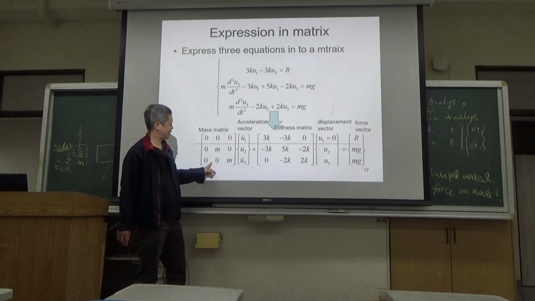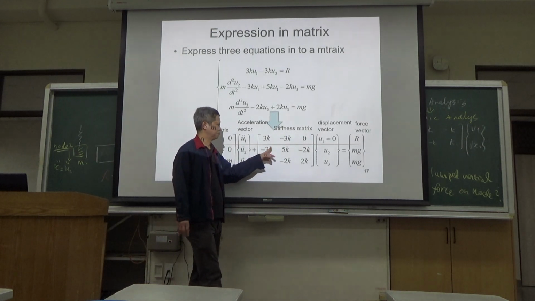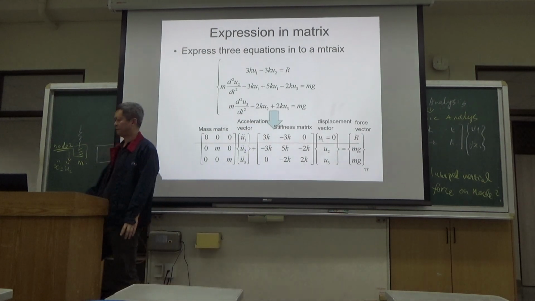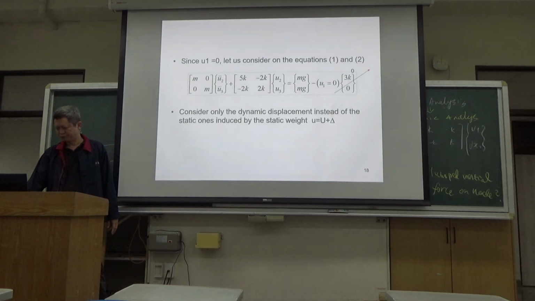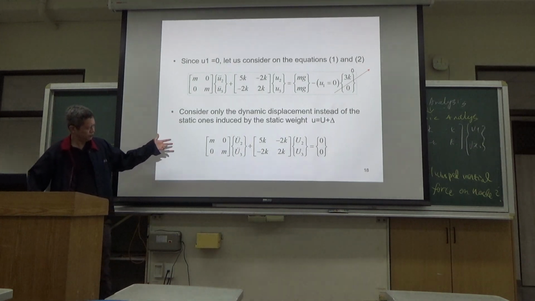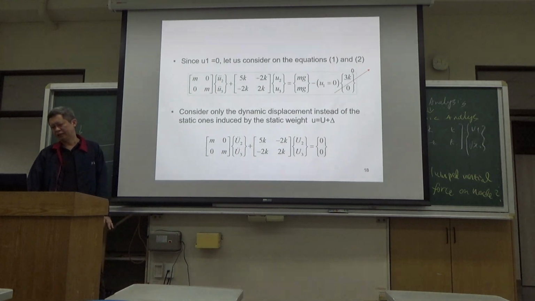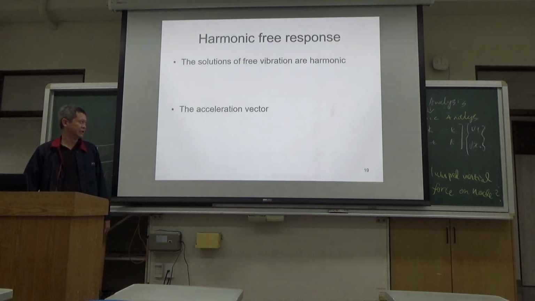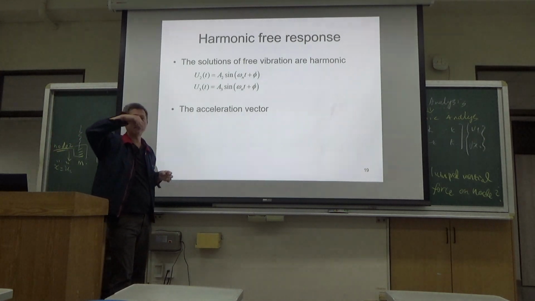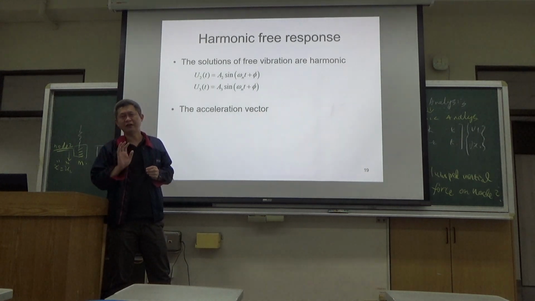Then you have a mass matrix and acceleration vector plus stiffness matrix and displacement vector is equal to the force sum. So in that way, you are able to reduce the problem into these simple two equations with two unknown solutions. Here, the unknown solution got to be expressed as a sine function because it's vibration. It's not a static value.